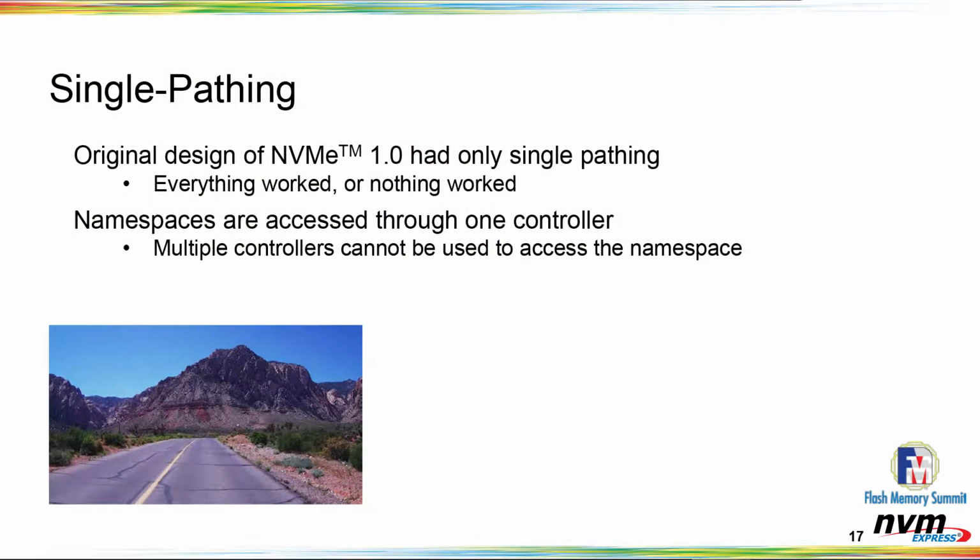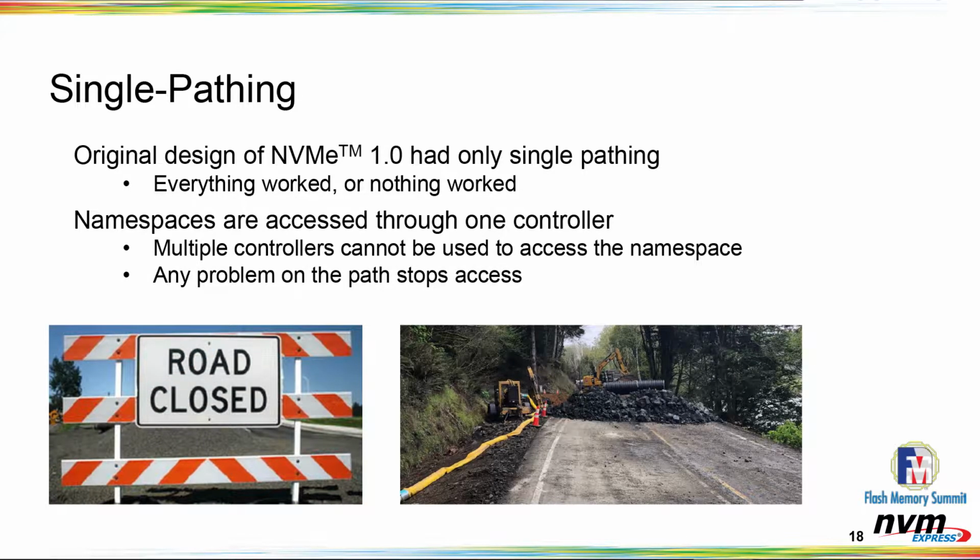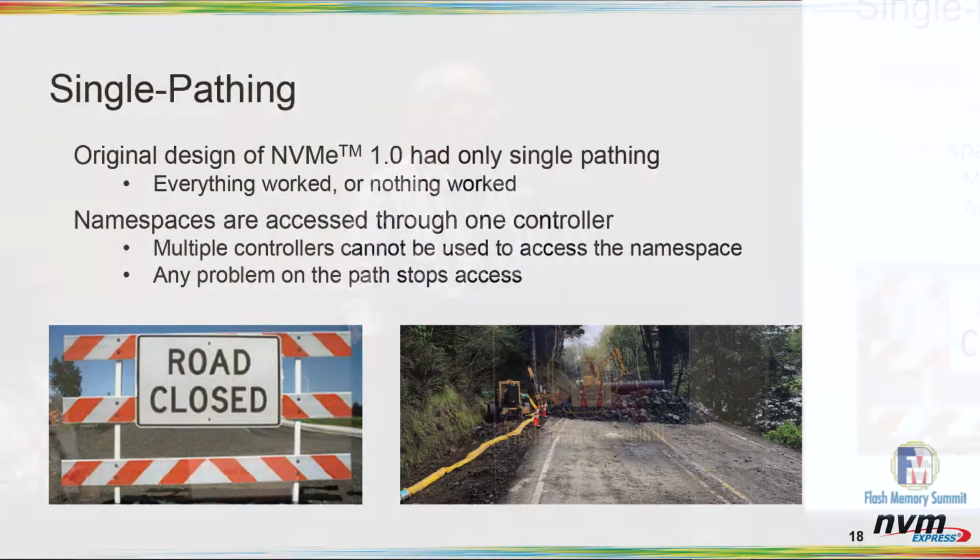So with single pathing, that's what's always been there. You've got a single path, the road keeps going, you access your data, everything works fine. But if that road has a problem, you get a washout, they have to fix it, then you've got a problem, you can't get at your data. So you can see that single pathing can have issues when you're talking about a large system that has lots of users, something the size of this room.